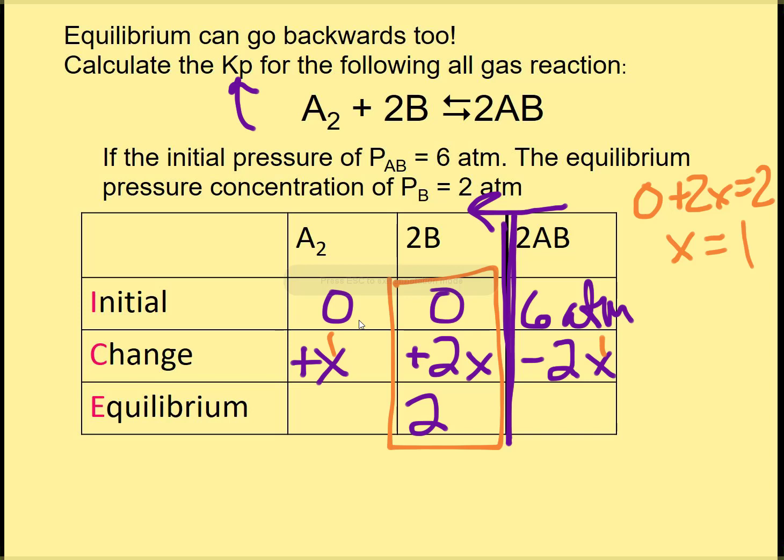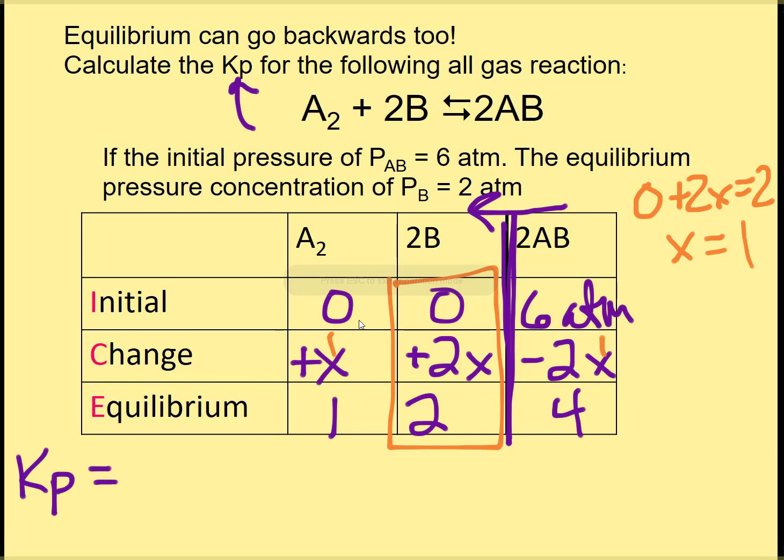So I can just plug in that 1 every time I see the x. So on this one, I'm going to have 1 because 0 plus 1 is 1. And then I already know the B. And then the AB, I'm going to have 6 minus 2 times 1. So 6 minus 2 is going to be 4. So we do see that it shifts over towards that reactant side. I can probably guess that my pressure is going to be above 1 because it seems like my pressure on the products is still quite high. Let's see if that turns out to be the case.